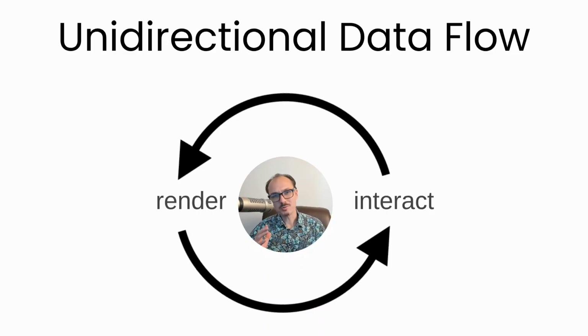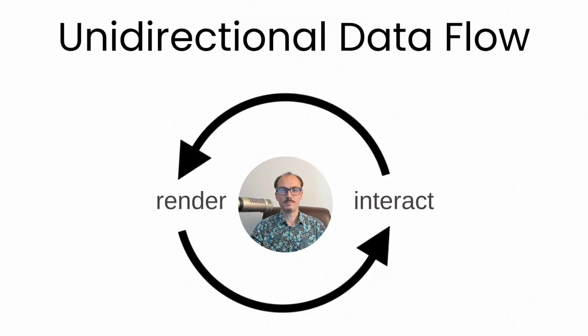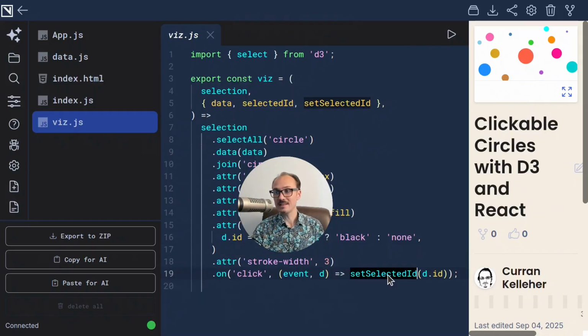To tie this back to our mental model of unidirectional data flow, here's what's going on. When the user interacts, that triggers an event listener. In our code, that's this one here. On click, call set selected ID. This is where that event listener is defined. As a result of that event listener, a change in state is triggered. That's what this set selected ID call does.